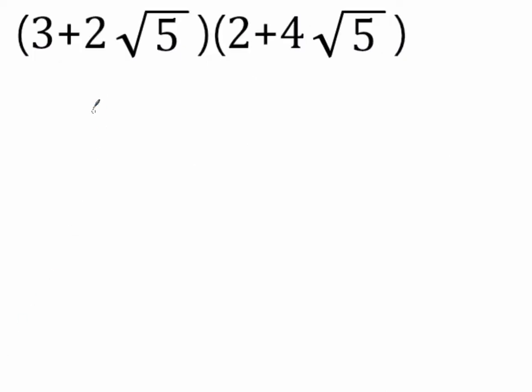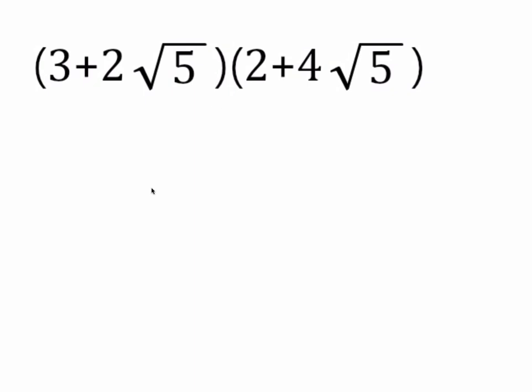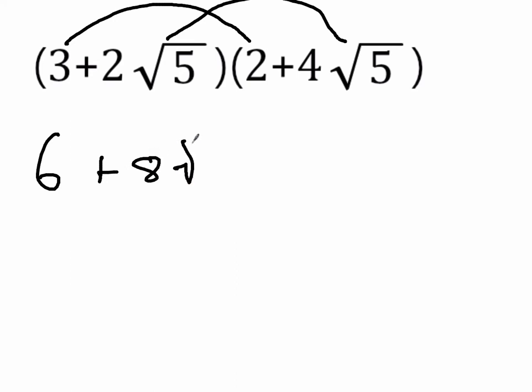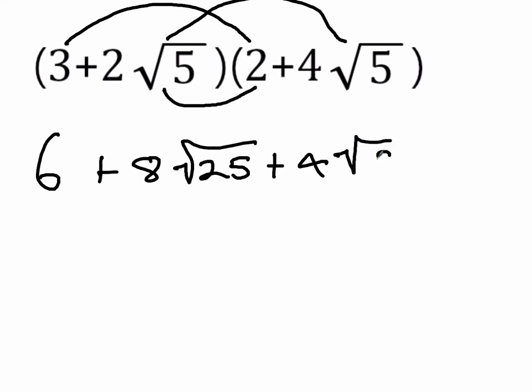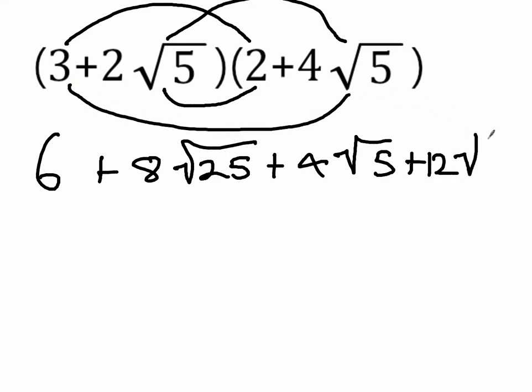Okay, let's do another one similar to that, but first we're going to have to FOIL this expression. So we're going to have to multiply 3 times 2 and get 6, and then 2 square root of 5 times 4 square root of 5, which is going to be 8 times the square root of 25, because square root of 5 times square root of 5 is square root of 25. And then here we got 2 square root of 5 times 2, so that's going to be 4 square root 5. And then we have this last one, 3 times 4 square root 5, and that gives us 12 times the square root of 5. So this one can be simplified, and that's going to be 8 times 5.